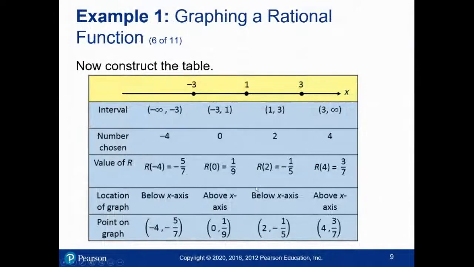And then just using some test values. Okay. What is a test value to the left of -3? How about -4? In between -3 and 1? Well, 0 is a good choice. In between 1 and 3? 2. 3 and infinity? How about 4?